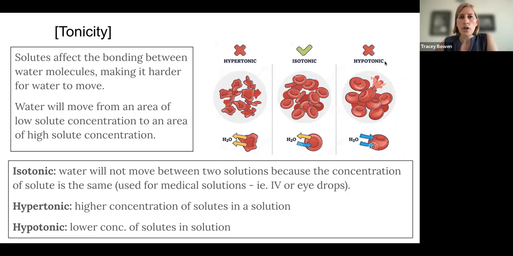And then hypotonic is going to be when there is a lower concentration of solutes in the solution. And so water is going to move into the red blood cells and cause them to burst. And so if we're talking about medical procedures, we would want to be using isotonic solutions. So our eye drops that we would put in our eyes, or IVs of rehydration fluids or something like that, are going to be isotonic solutions.